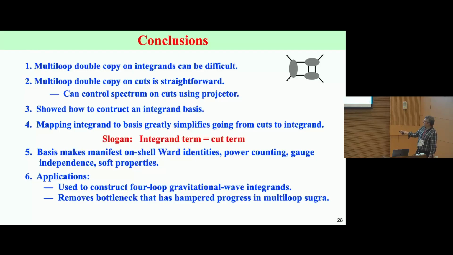This basis makes manifest all sorts of nice properties: onshell Ward identities, power counting, gauge independence, soft properties become much clearer. Some of them are trivially manifest. Okay, in the two applications, well, we use it to construct our gravitational wave integrands. It's a very slick way of doing it, and probably the place where it's more important, because we really were stuck, was it removes the bottleneck that stopped progress in multi-loop supergravity. Okay, thank you.